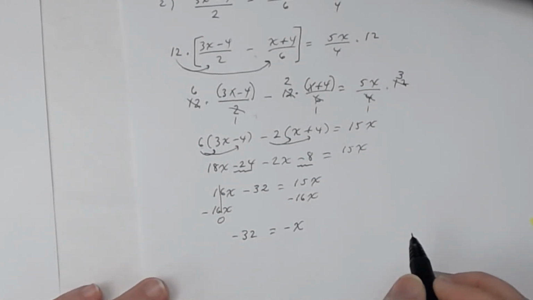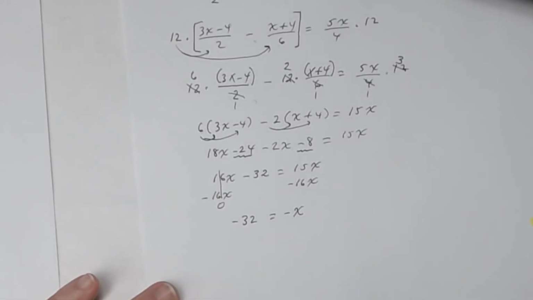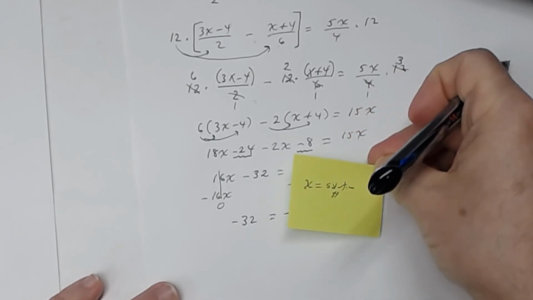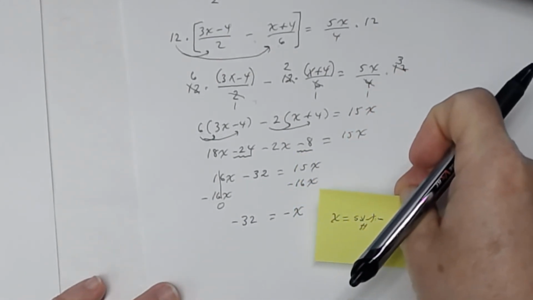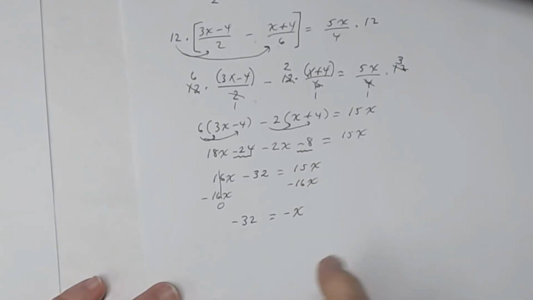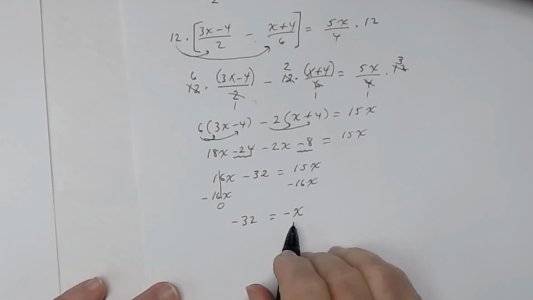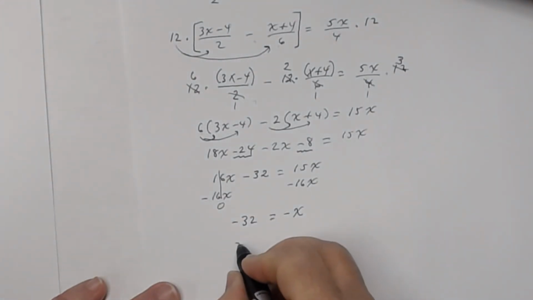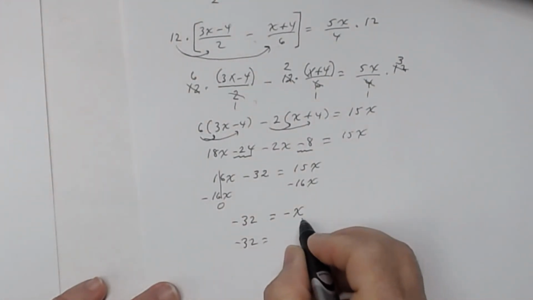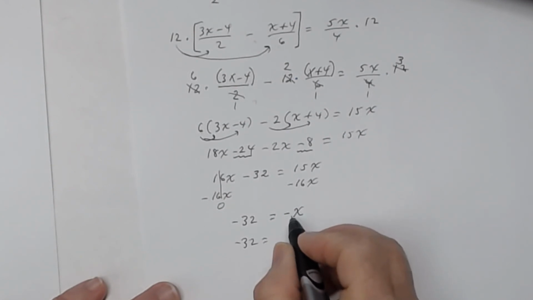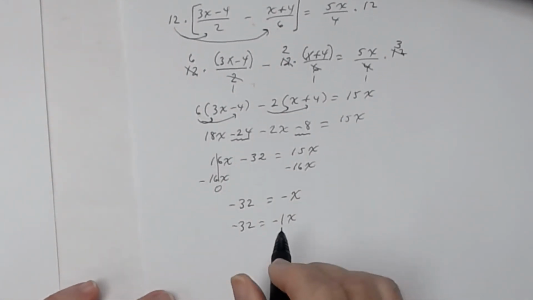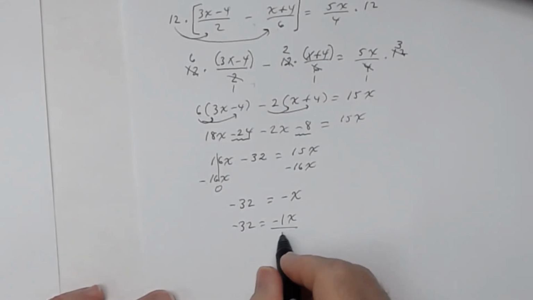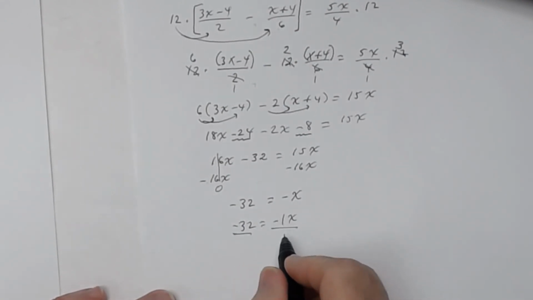Now remember, you're trying to get x equal, not negative x. You're trying to get x by itself. So be careful. Don't say the solution is a negative 32. It is not. What you may want to do is think about it like this. I have negative 32 equal a negative x. That coefficient is understood to be a negative 1. So if you need to, write it like this. And now we're going to divide both sides by that negative 1.